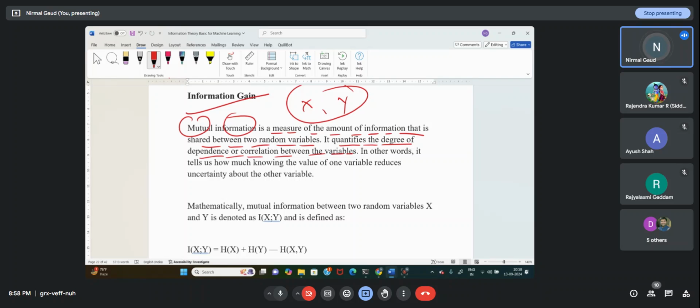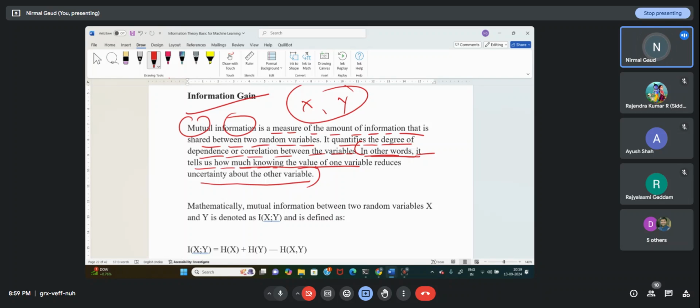In other words, it tells us how much knowing the value... This line is very, very important. It tells how much knowing the value of one variable reduces the uncertainty in another variable.